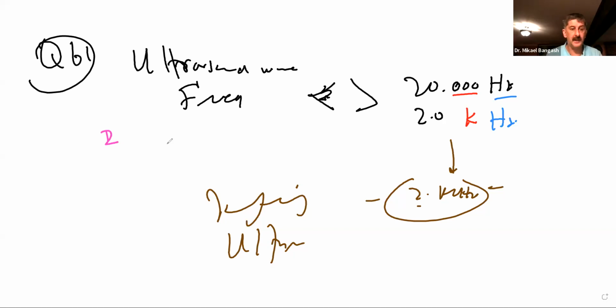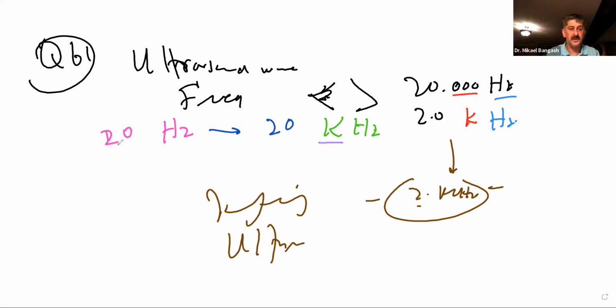The audible range was 20 hertz to 20 kilohertz. Again, listen. If you don't pay attention to this, you will mainly say 20 hertz and 20 kilohertz are the same. Hell no, they're not the same.